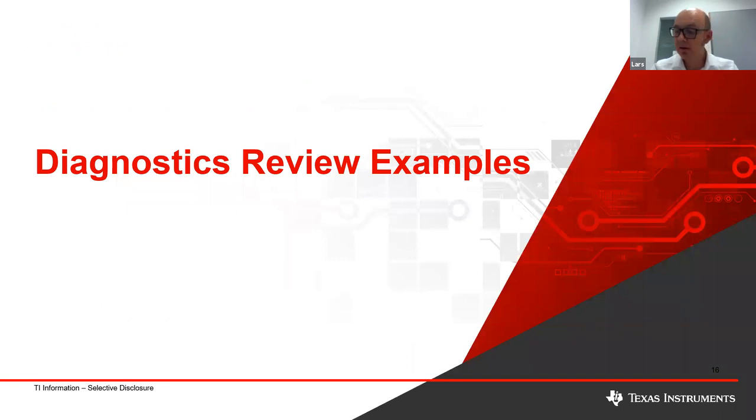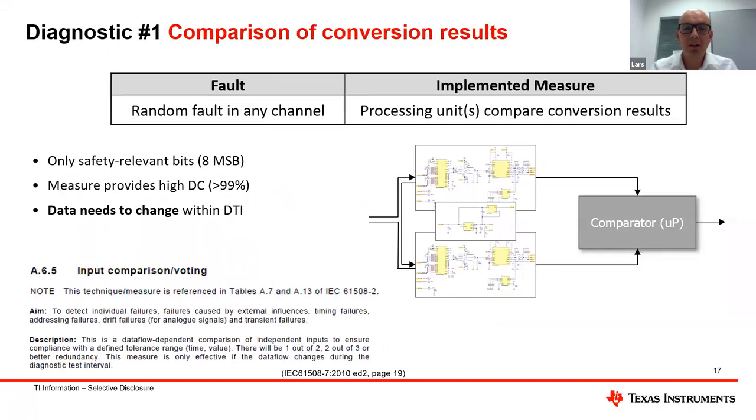So now I think this is the third section of our presentation. This is the diagnostic review examples. I mean, there are a lot of diagnostic examples. I just picked some important ones so that you get an idea what I did here. So the first is, I would say, the most important. This is the comparison of the conversion result. I cannot stress enough what advantage such a redundancy has, right?